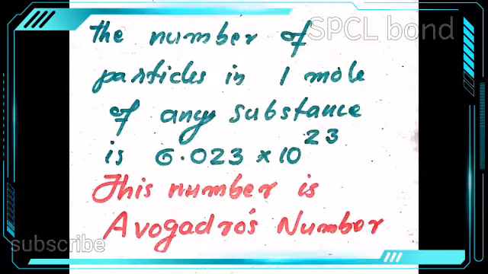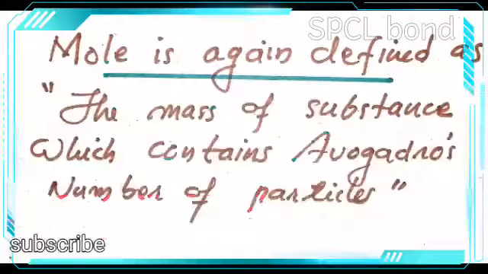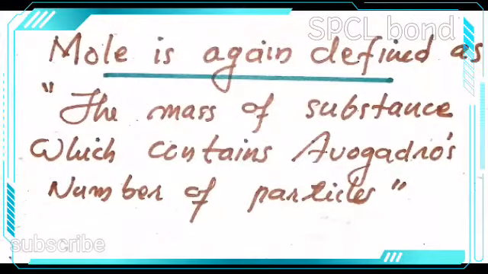So, we can define the mole as the mass of substance which contains Avogadro number, that is 6.023 × 10^23, of particles such as atoms, molecules, electrons, ions, etc., and has mass equal to gram atomic mass, gram molecular mass or gram ionic mass, etc., as the case may be.